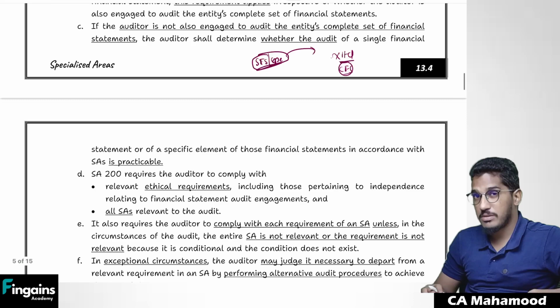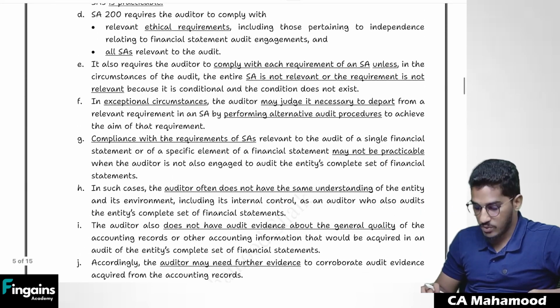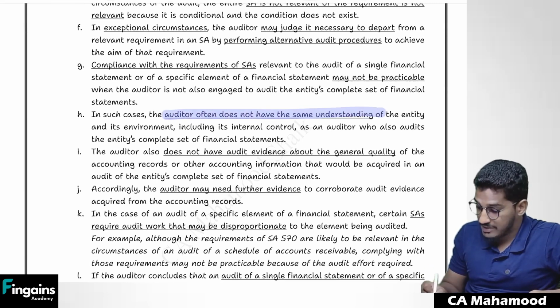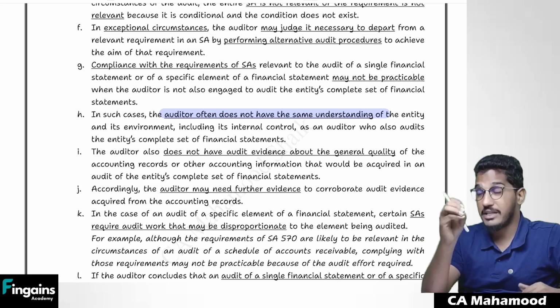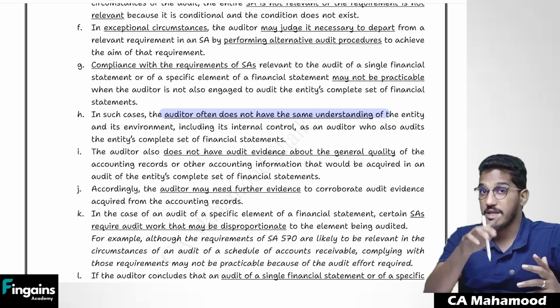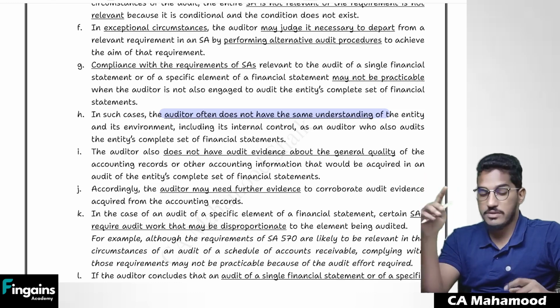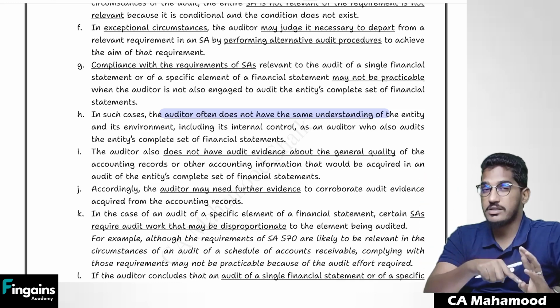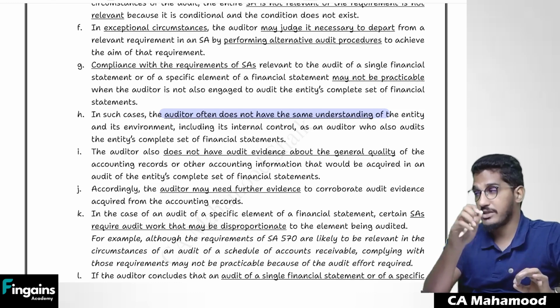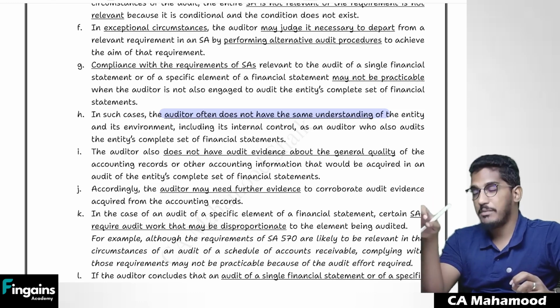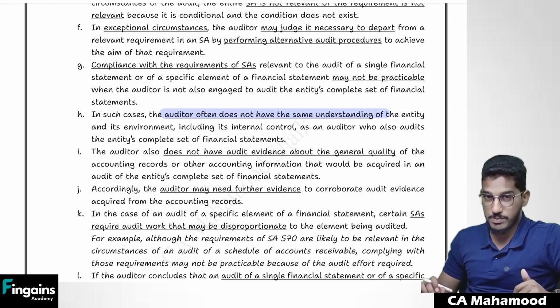Sir, why does it become impracticable? Because if you are not the person who has conducted the audit of the entire financial statements, you will not have the same understanding regarding the entity's environment and its internal control. If we are doing the audit of the complete set of financial statements, we do risk assessment procedures, we get an understanding of the entity, of the environment, of internal controls. But if you are asked to audit only one specific item, in some cases you might not have this knowledge about the entity, environment, and its internal control. So it becomes highly impracticable for you to audit the single financial statement or specific element.